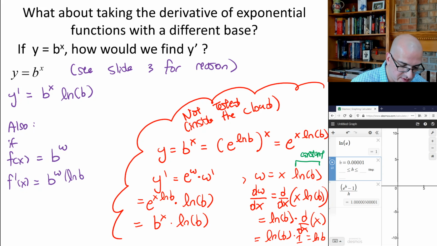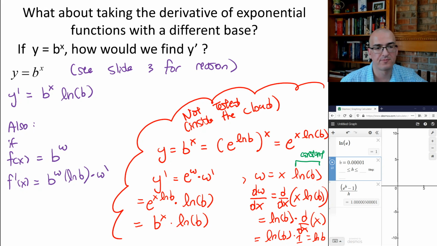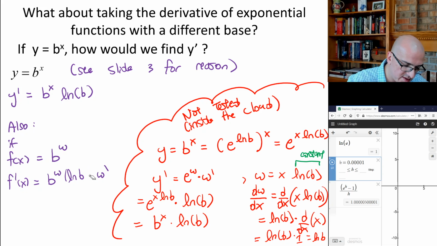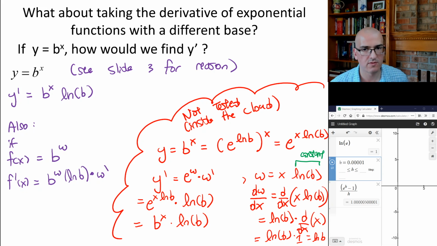I'll do this, ln b times w prime. Oh, that's a bad multiply symbol. Okay, so b to w ln b, same as what's up above, the same structure, and we have to multiply it by w prime. Recall that the derivative of e to the w is e to the w times w prime. So here we just have an extra piece.